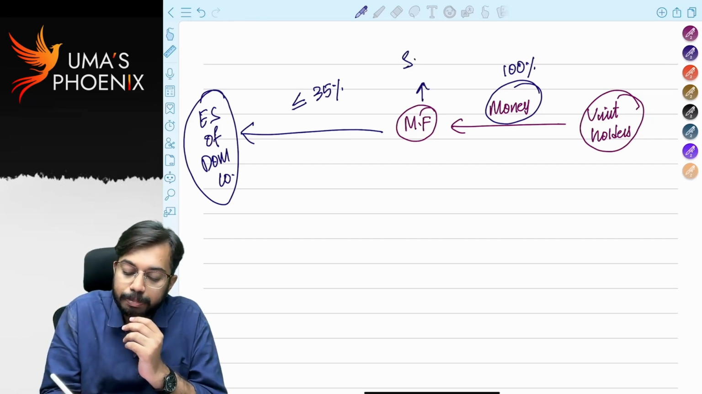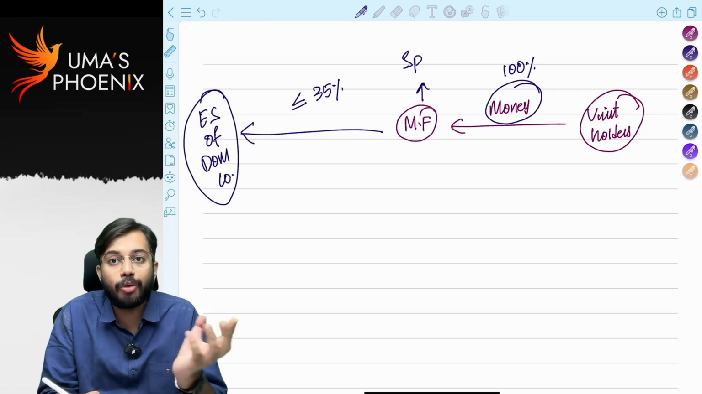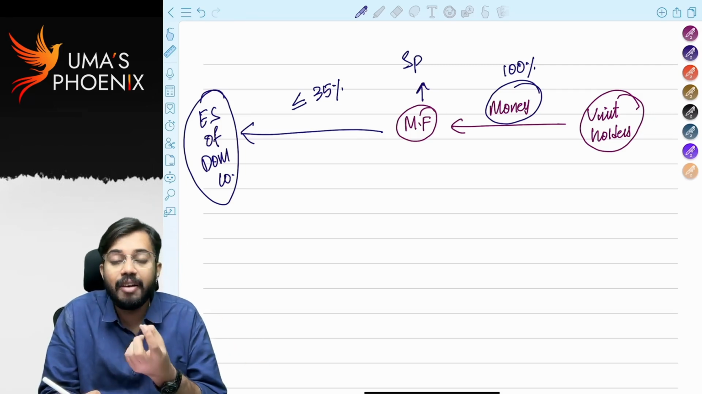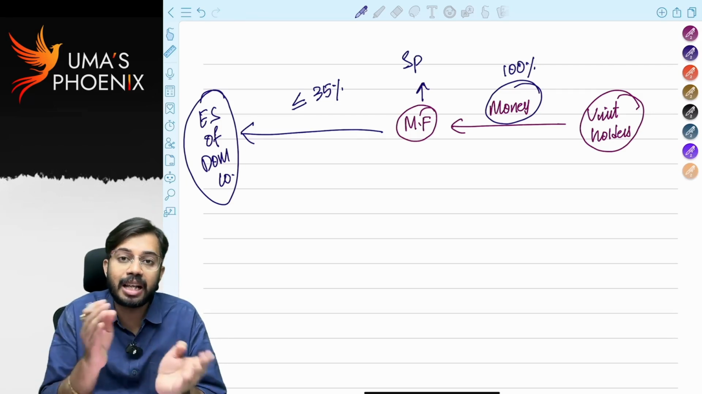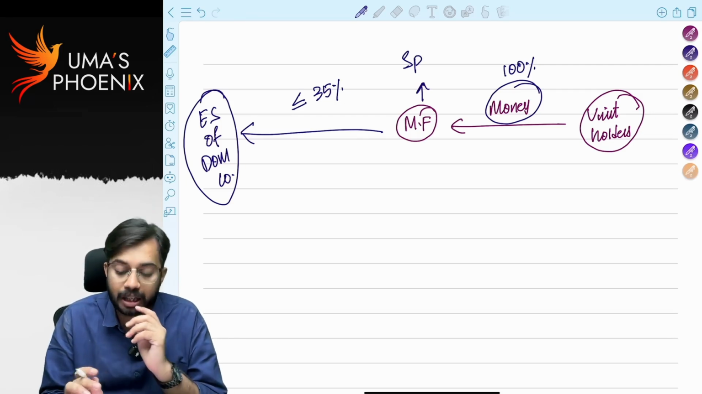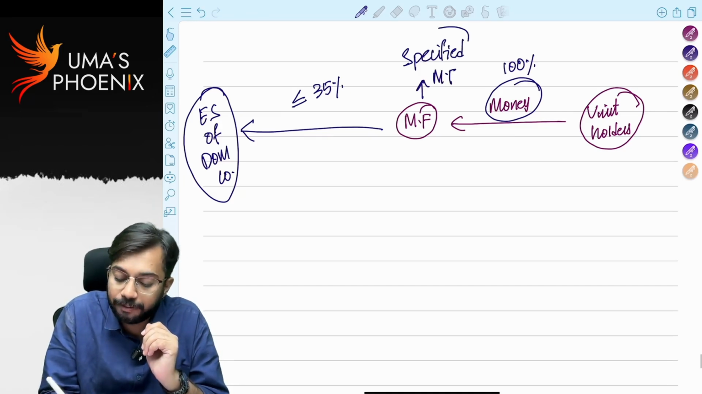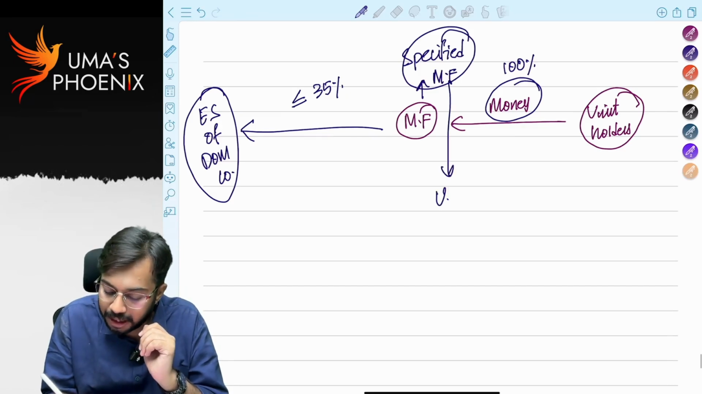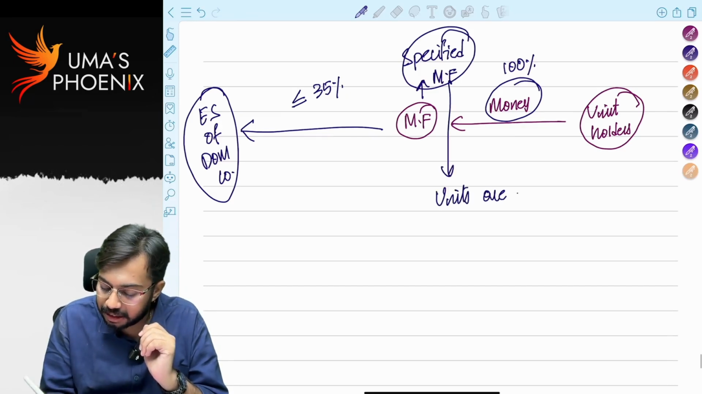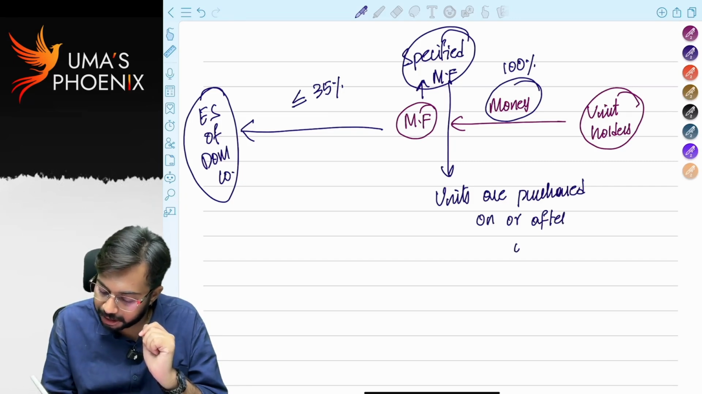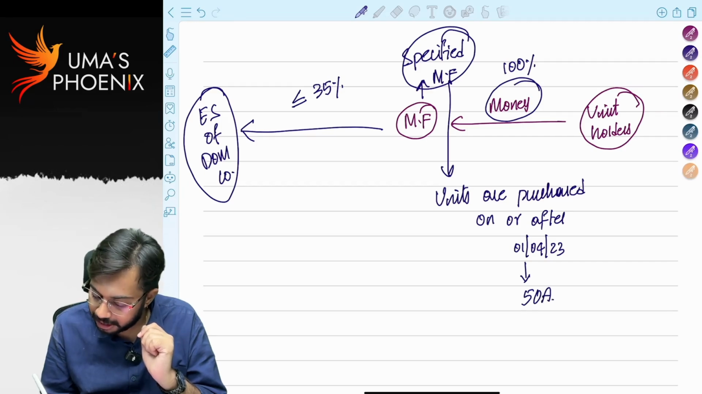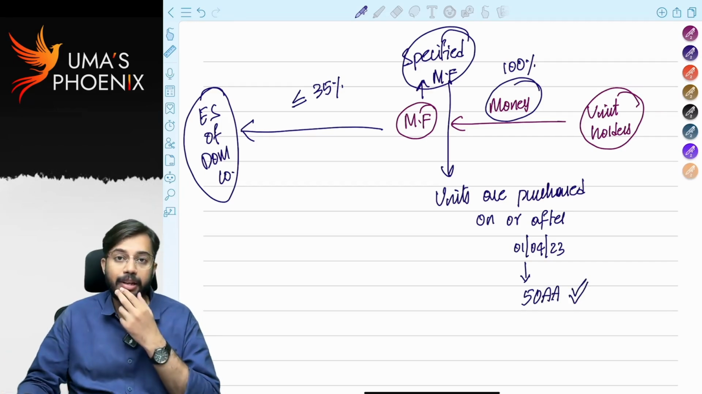Is it clear? So specified mutual fund means a mutual fund which, out of total money received from unit holders, invests either 35% or less than 35% in equity shares of domestic company. Then that mutual fund we call as specified mutual fund. Okay, if this specified mutual fund units are purchased on or after 1st April 2023, then section 50AA gets attracted. Is it clear? Are you able to understand? Good.